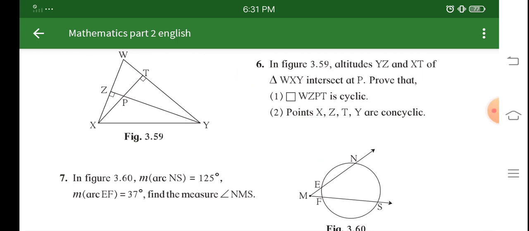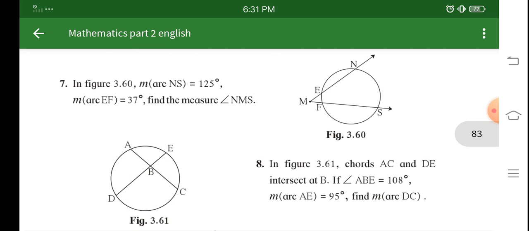Okay, now we'll move ahead. Now we'll solve question number 7. See, in question number 7 and question number 8, there is also another theorem we have to use over here. That theorem I'll tell you with this question only.